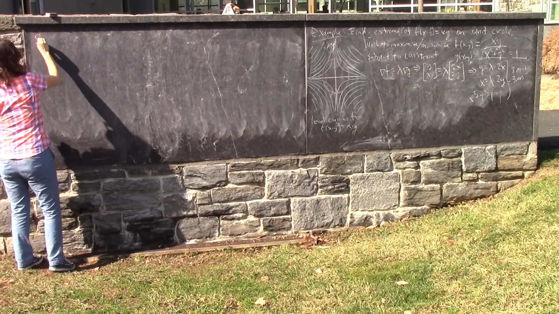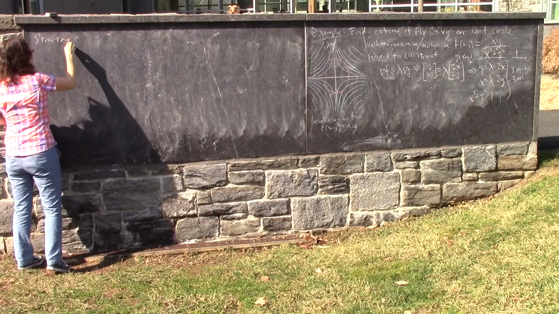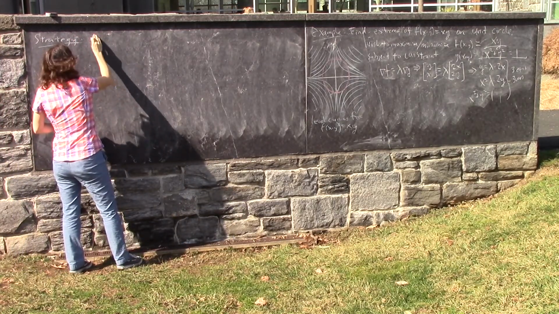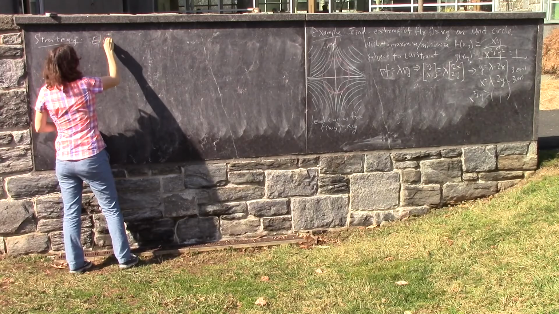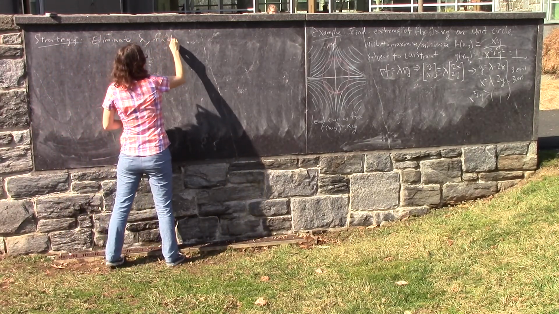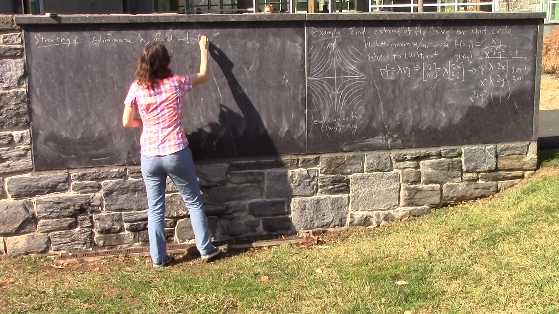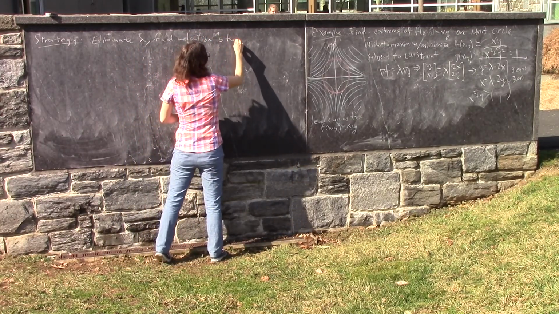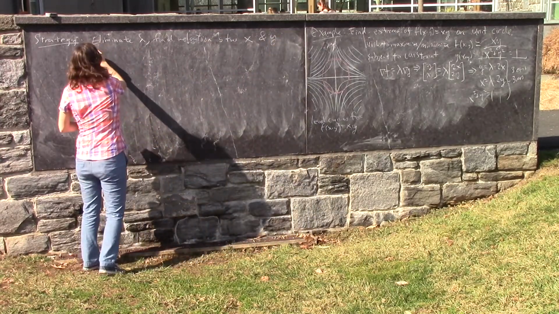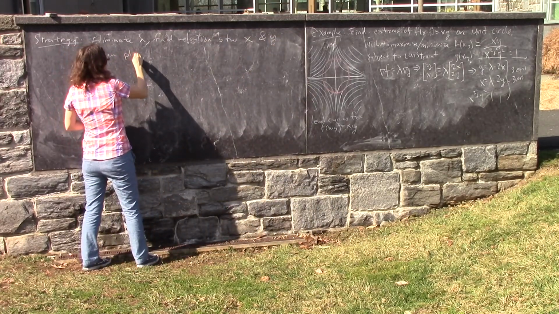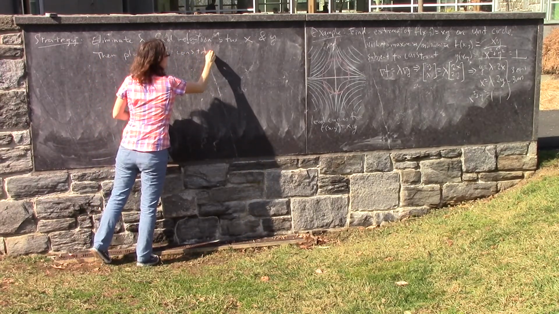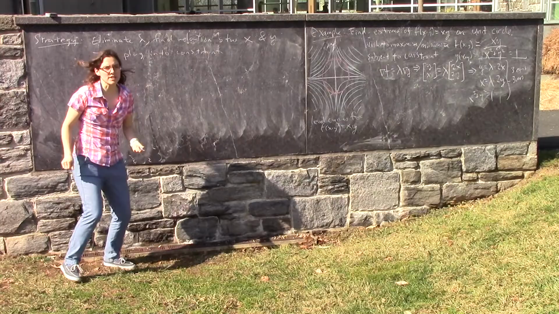So one strategy is to eliminate lambda and find a relationship between x and y, and then plug that into the constraint. Okay, so let's do that.